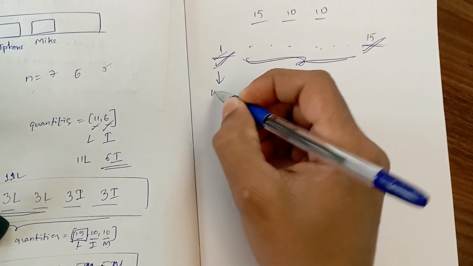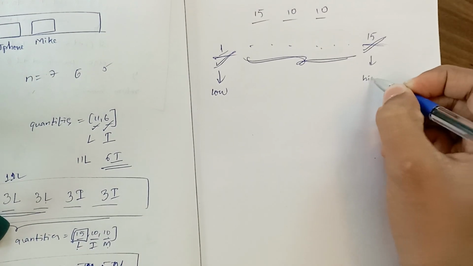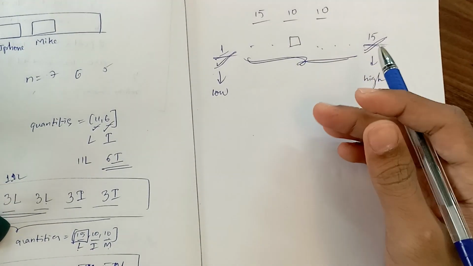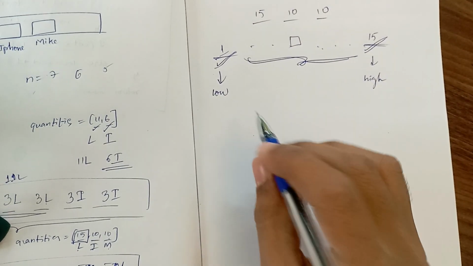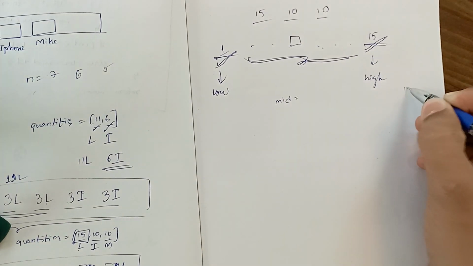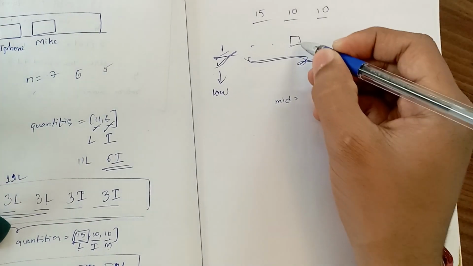That means here it is the low and here it is the high, and we need to calculate the mid, which is the optimal one. So let us do it. 1 and 15. Here the mid is 15 plus 1 by 2, which is 8.